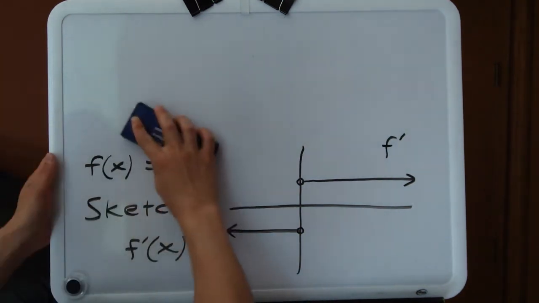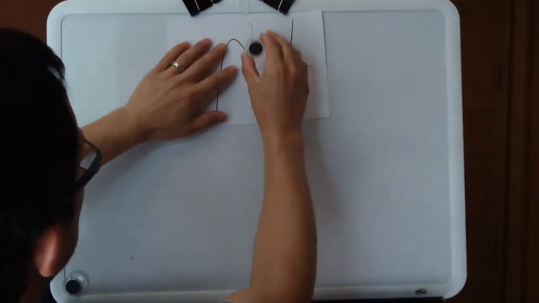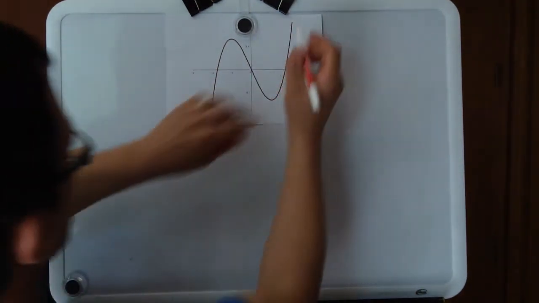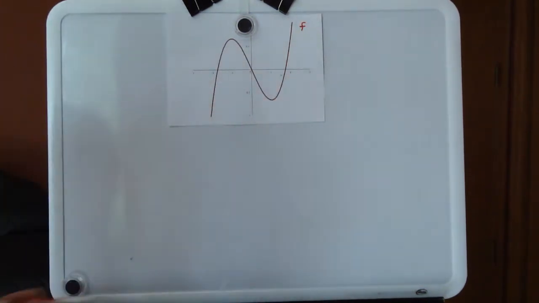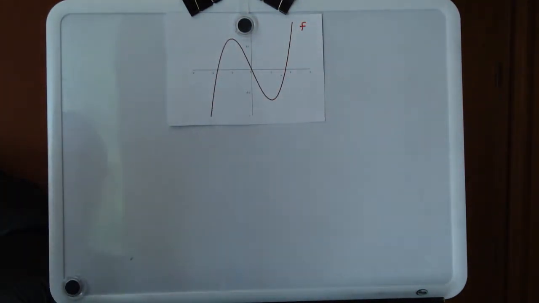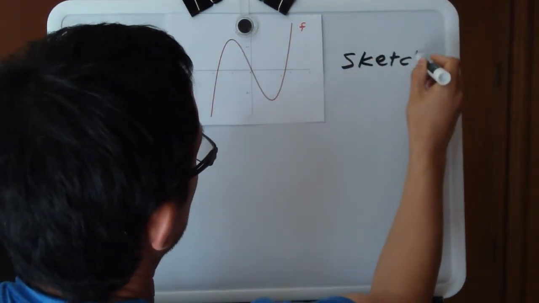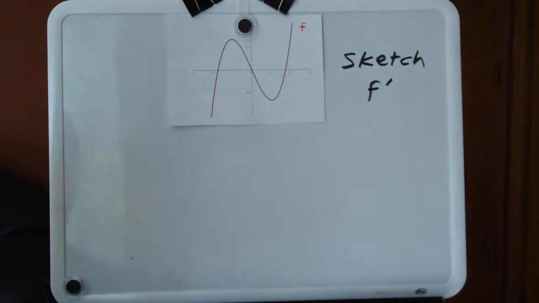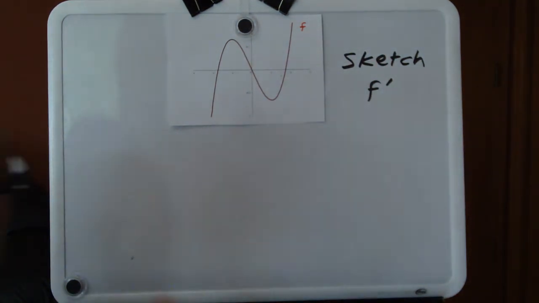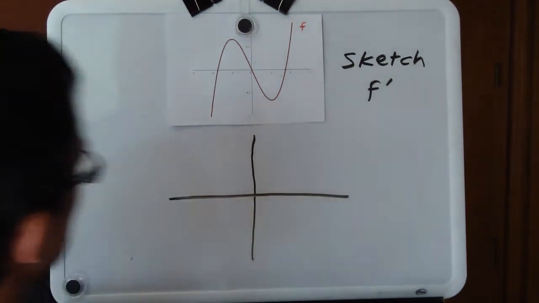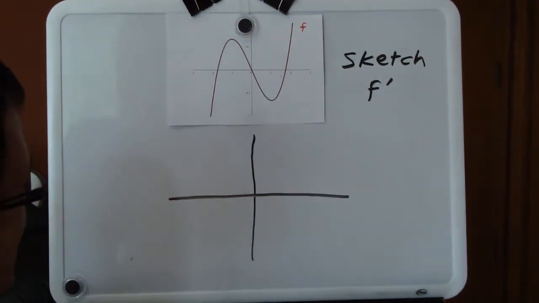Okay, so we're going to take a look at one more here. So the same exact thing that we're going to try to do here. So here is just an arbitrary function. We're going to call this f. And then what we have to do is to sketch f prime. Right, so to sketch the graph of f prime, what I'm going to do is to put the axes down below in the exact same location. And so we'll have f here and f prime down here.